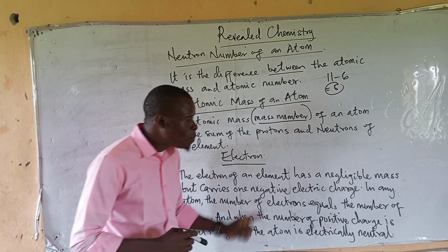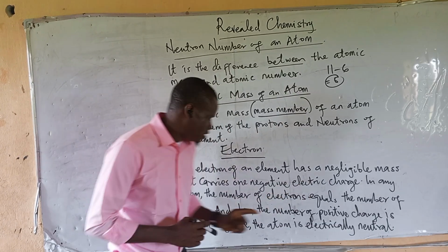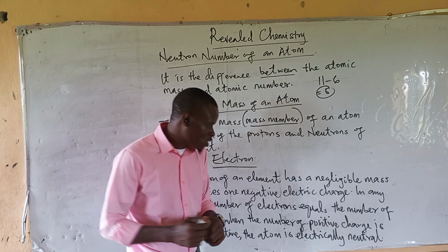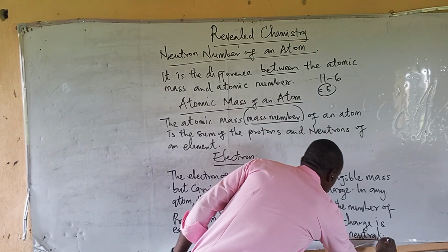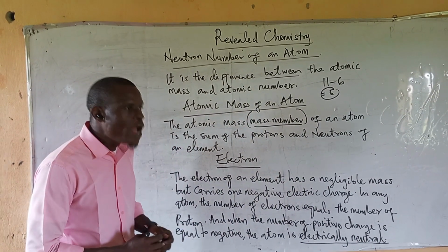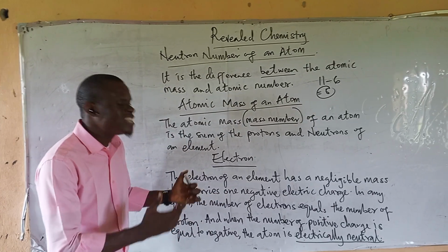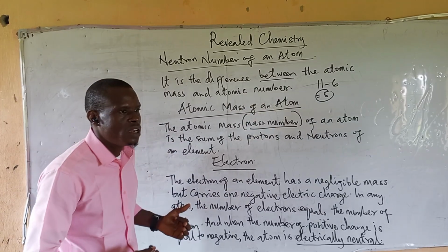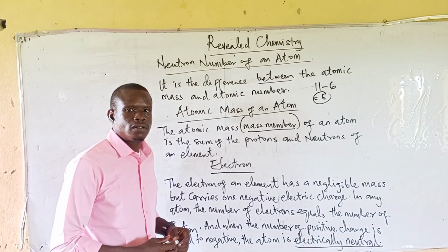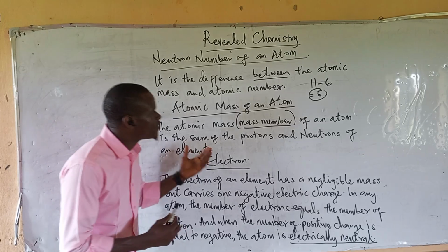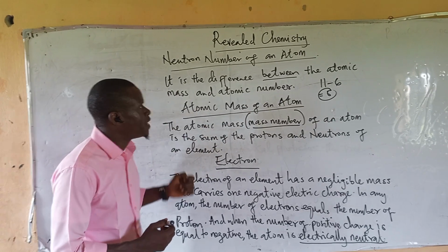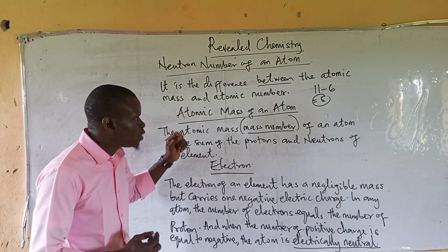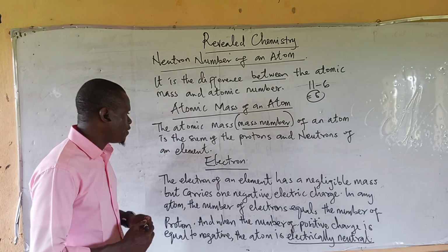And when the number of positive charge is equal to negative, the atom is electrically neutral. And when the atoms are electrically neutral, the purpose of the structure of an atom is achieved. I believe that I have cleared your mind in the aspect of the neutron number of an atom, the atomic mass of an atom, and the electron.